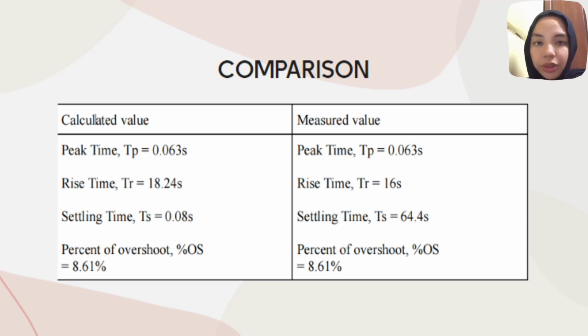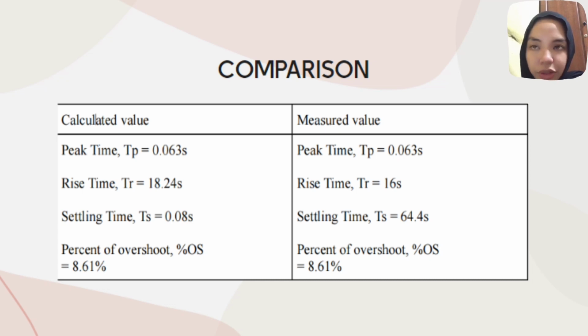For the calculated value, peak time TP we get 0.063 second, TR 18.24 second, settling time TS we get 0.08 second, and OS percent of overshoot is 8.61%.